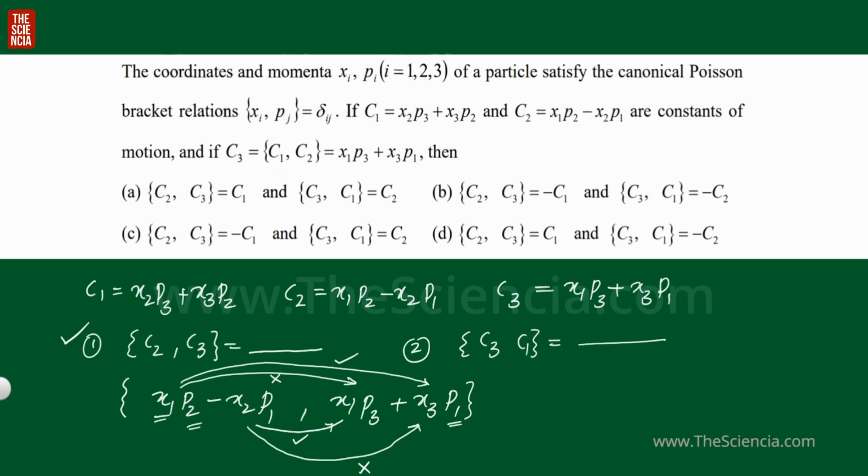See, the answer may be A or D. All other are, it is minus C1. So our chance of getting the mark is 50% now. Now we have to evaluate for the other term, that is C3, C1. Here it is plus C2 and here it is minus C2. So to identify the exact answer, we have to do this.